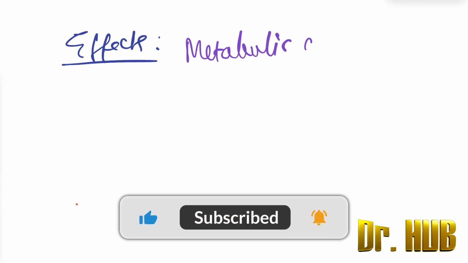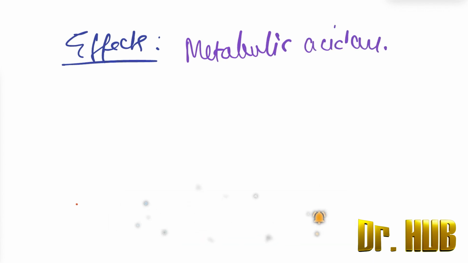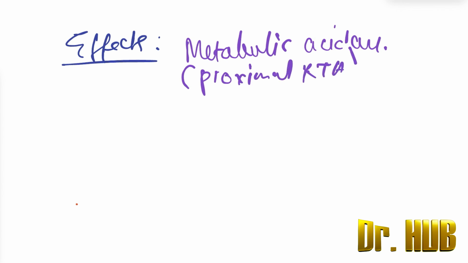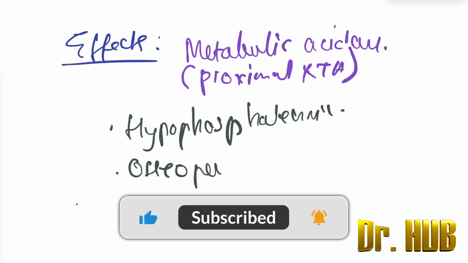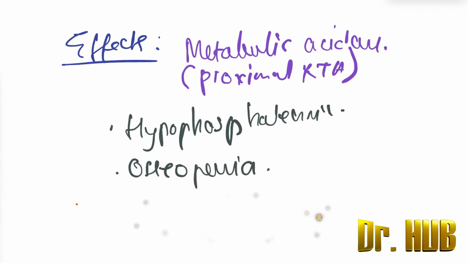Then we move on to the effects. The effect is that there can be metabolic acidosis, and this is nothing but the proximal RTA. And there can also be hypophosphatemia, as well as osteopenia. So this was about the Fanconi syndrome.